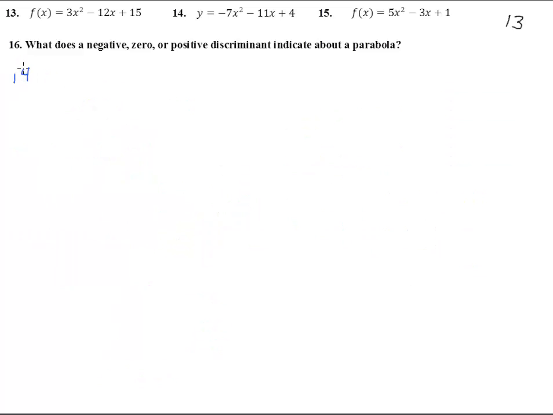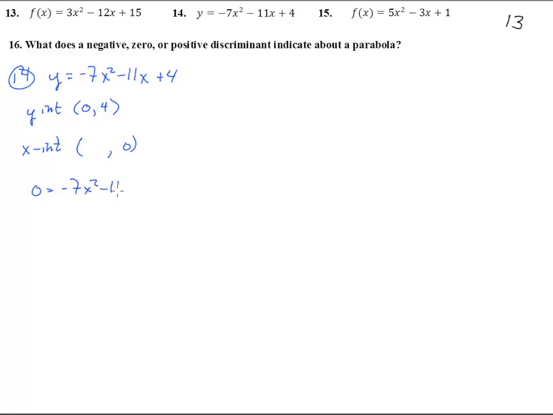Good. Number 14. y equals negative 7x squared minus 11x plus 4. I'm not sensing any sort of nice factoring going on with a 7 and 11 and a 4. Oh, it might work, but I'm going to go straight to the quadratic formula. So for the y-intercept, that's a nice one, (0, 4). For the x-intercept, we're going to stick in 0 for y and see what comes out. So we get 0 equals negative 7x squared minus 11x plus 4, sorry.